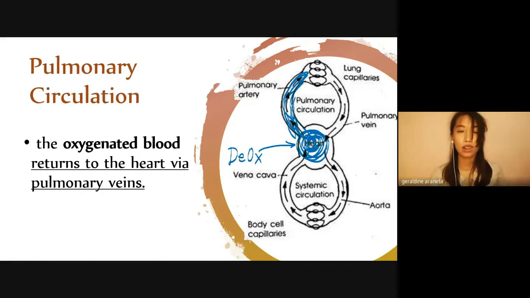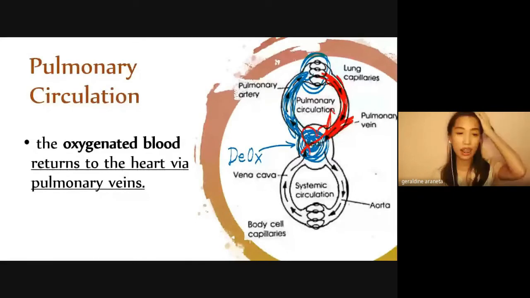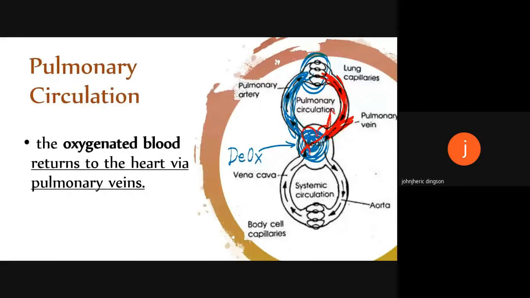Tapos, pupunta siya sa lungs para makakuha ng oxygen. Then, pagdating niya sa lungs, since nakakuha na siya ng oxygen, gawin na siya nating color red para clear na yung blood. Ayan. So, babalik siya ngayon papunta sa heart. Kasi meron na siyang oxygen which the heart will send to other parts of the body. Is it understood? Yes. Okay.